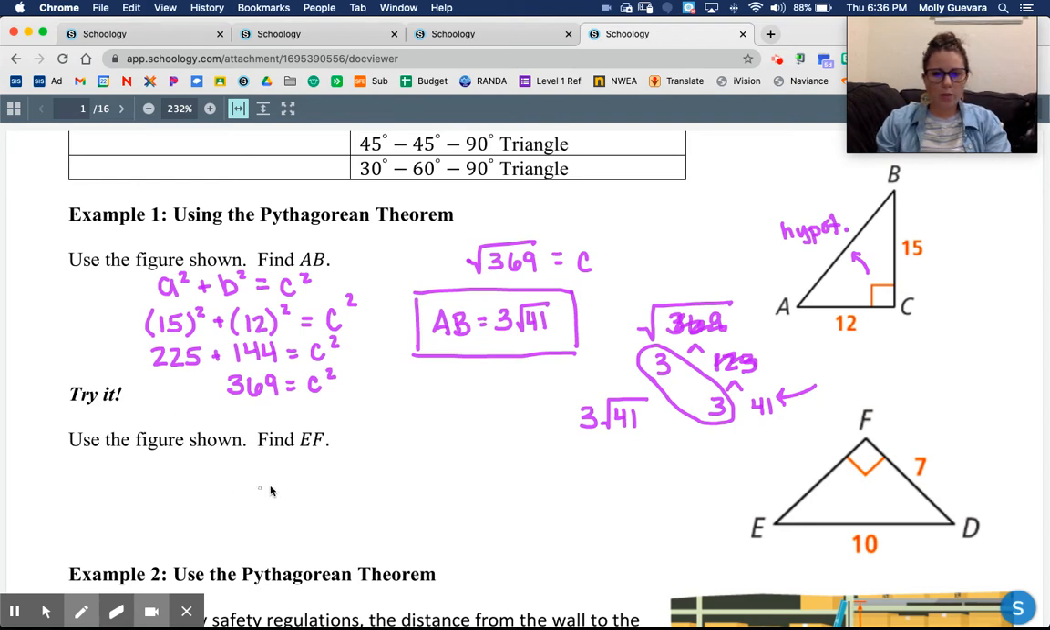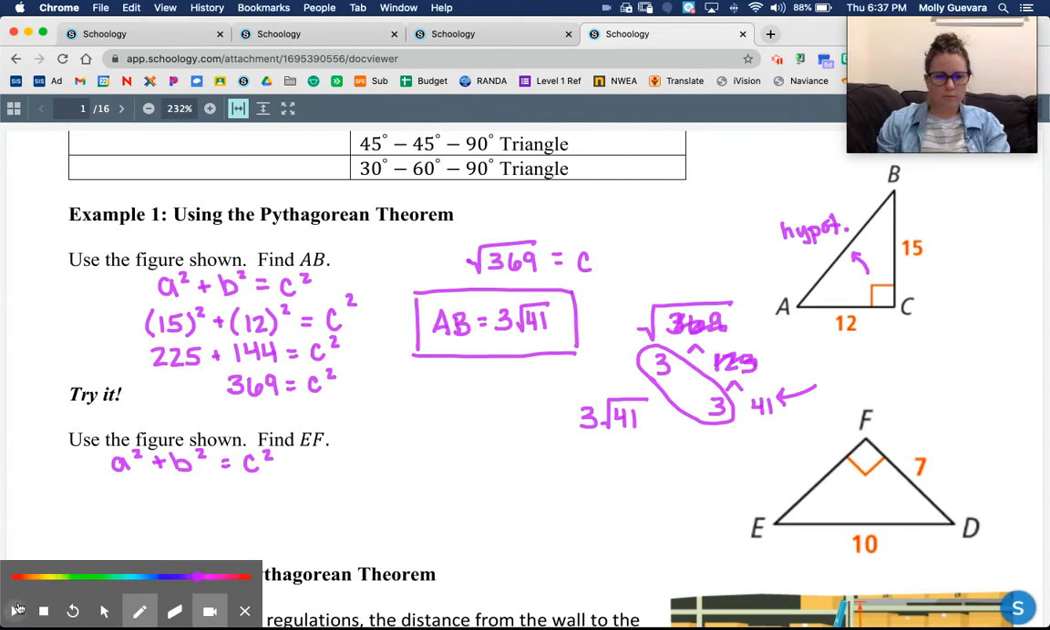Okay, go ahead and pause the video. I want you to try this next one. Again, keep in mind, what information are you given? Are you given both legs? Are you given a hypotenuse? Just make sure that we're filling in the numbers in the correct spot. So go ahead and hit pause, and when you're ready to go over it, hit play.